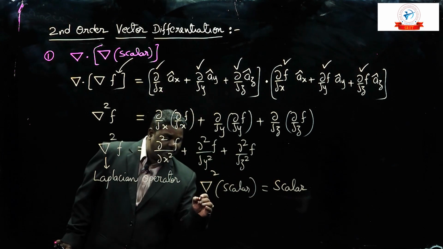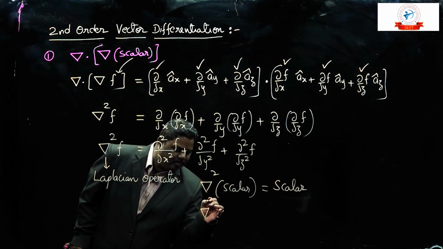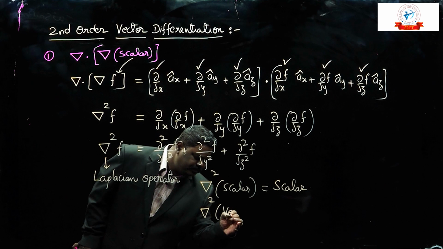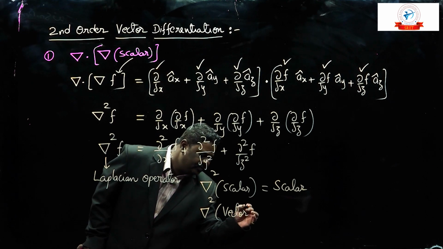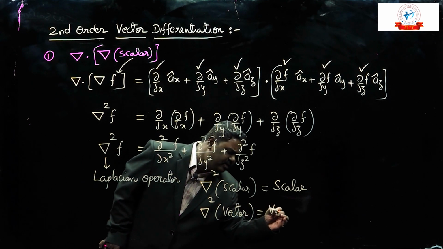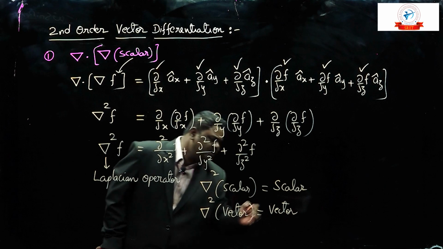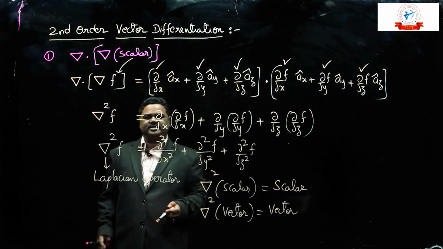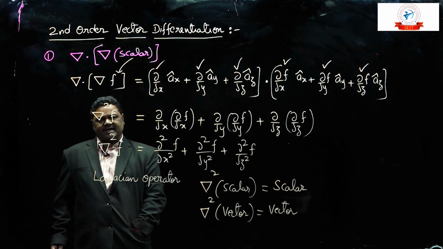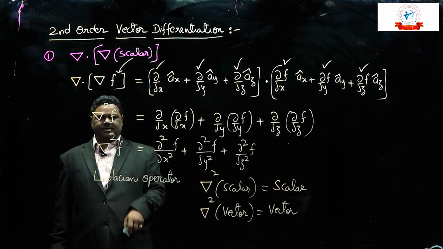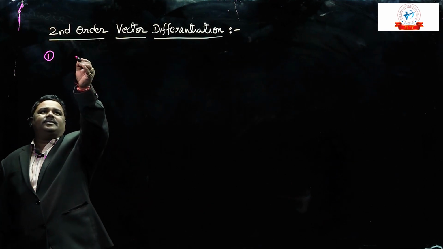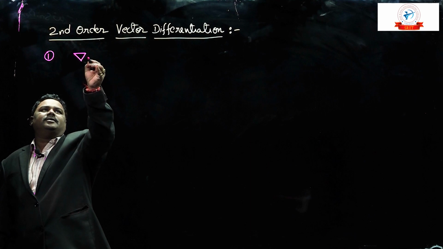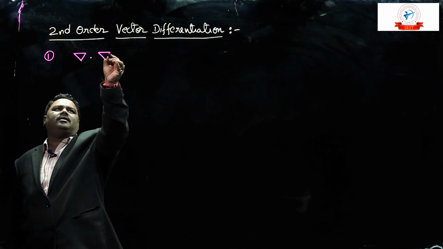But this Laplacian can also be applicable on vectors and the result is again a vector. Now let me explain how we can apply this Laplacian on a vector quantity and what is the equation for that. Consider this del dot del.